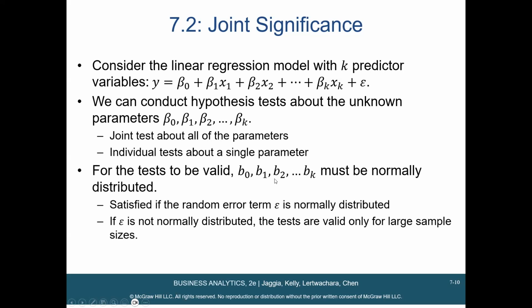Mathematically, you can actually show this in reverse. You can show that if the random error term is normally distributed, then by default the sampling distribution for the coefficients you get from all the different possible samples, estimating all of these, will also be normally distributed. And if that is not normally distributed, then the test is valid only for large sample sizes.